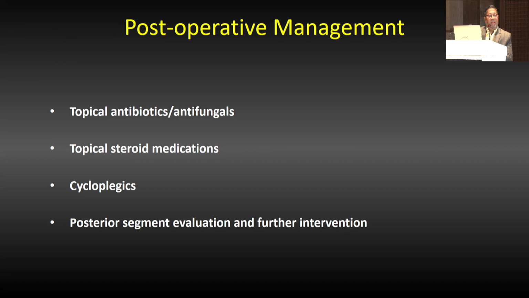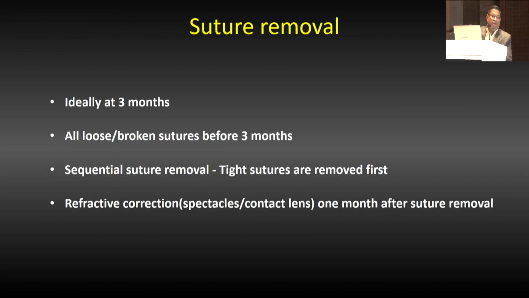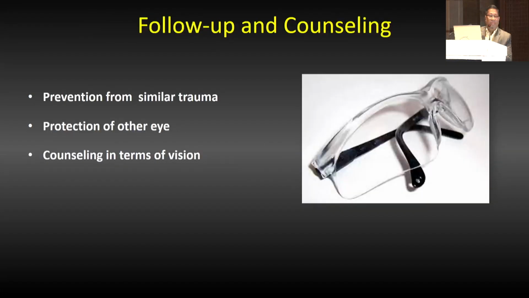So post-operative management: topical antibiotics, antifungals, judicious use of topical steroids, cycloplegics, and posterior segment evaluation has to be done. Suture removal is ideally done at 3 months, but any loose or broken sutures have to be removed. Sequential suture removal can be done, selectively removing tight sutures, and then the overall refractive correction has to be given after 1 month once all sutures are removed.